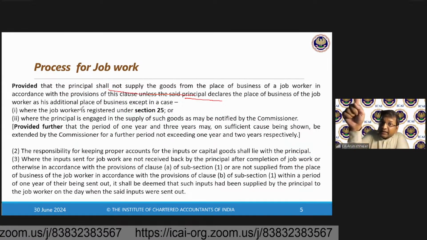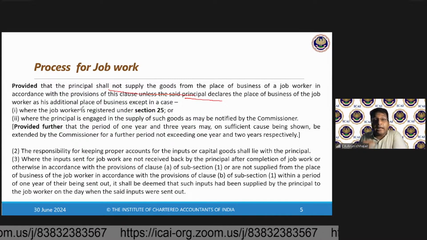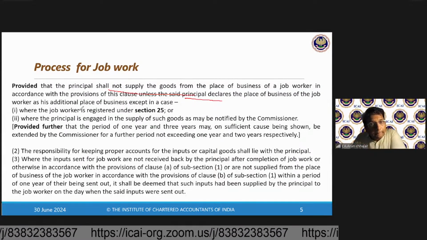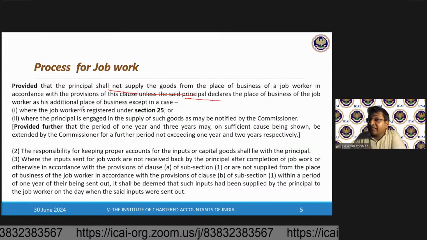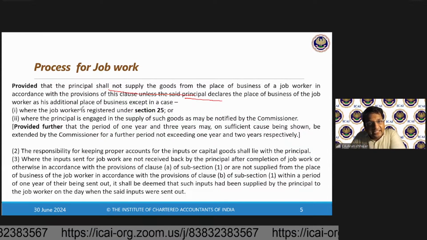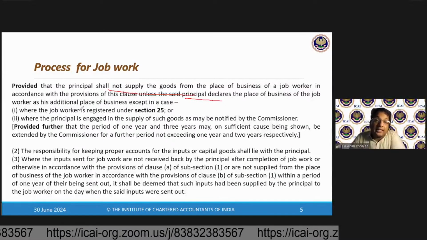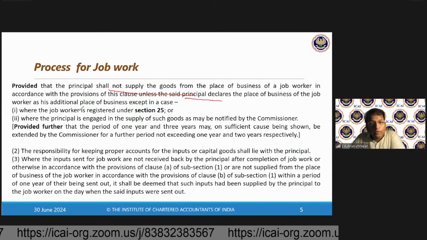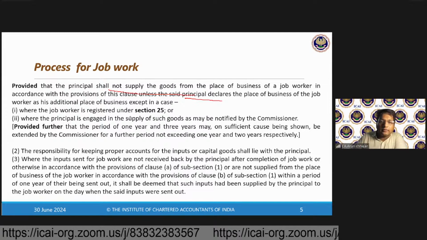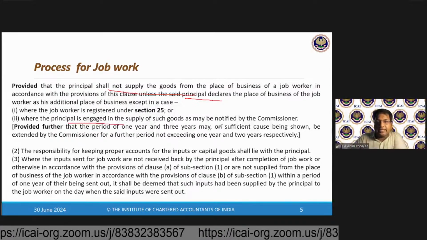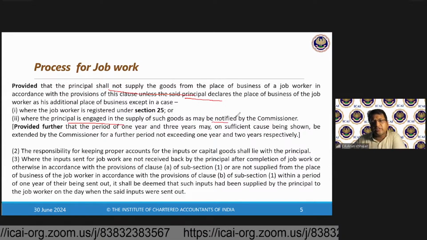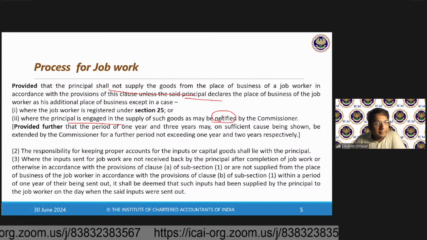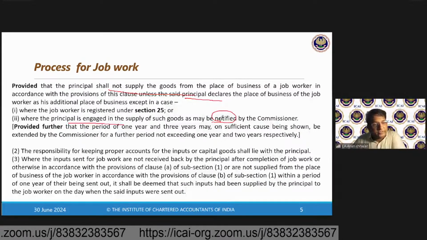So the job worker's address should be added in my GST registration as an additional place of business, but it should be within the state only, because if it is in a different district, we can't add another state's address as an additional place of business. Or it should be when the principal is engaged as may be notified by the commissioner, so they can notify certain categories of goods which can be supplied directly from the job worker place.